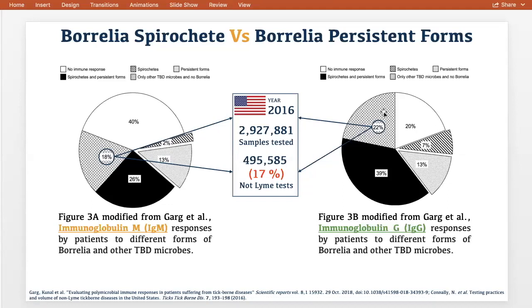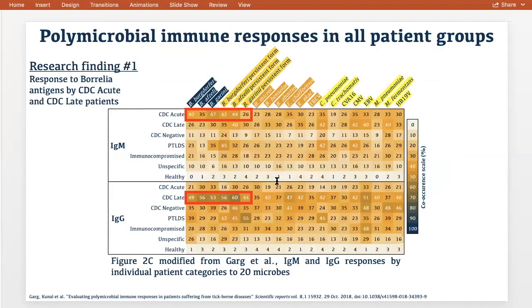2016 in the US alone, 2.9 million tests for tick-borne diseases were ordered, or prescribed, if that's the right term. But only 17% of those tests were actually for non-Lyme diseases. This percentage obviously needs to go up, and this increases with our understanding of other microbes being associated with Lyme disease, which I will be coming to in this presentation.